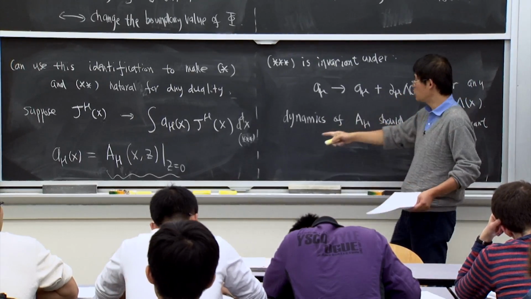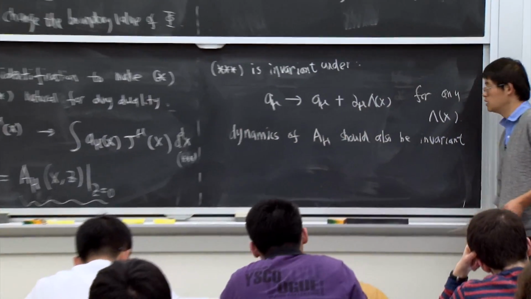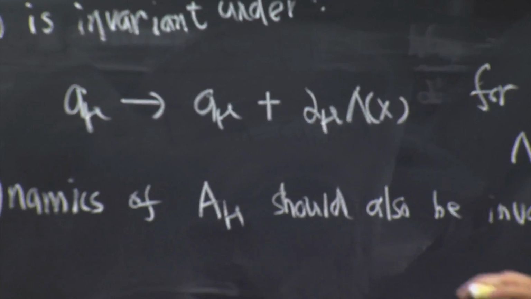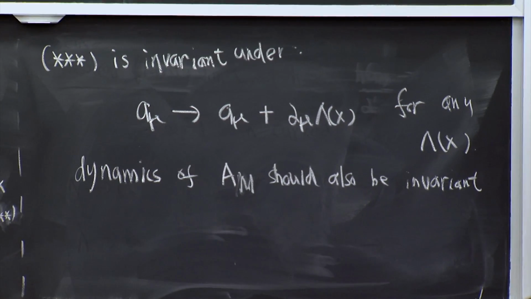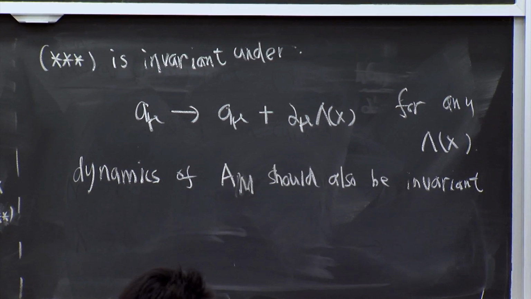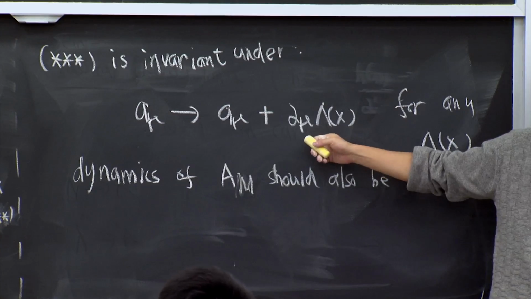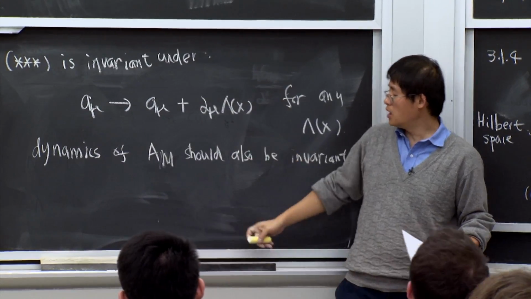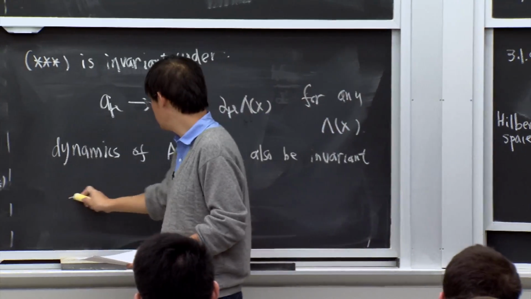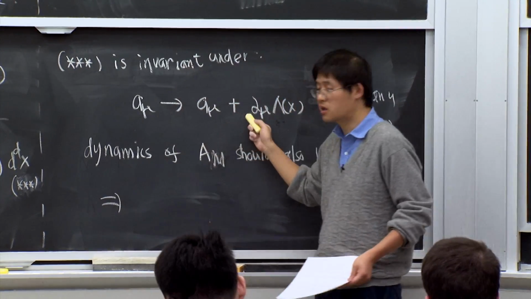Okay, if I change the boundary value of A by this transformation, the dynamics of A_mu should also not change. Let me call it A_mu. So the bulk A in general will be different. But this is like a gauge transformation. So we deduce that somehow this must be some subset of the bulk gauge transformation.